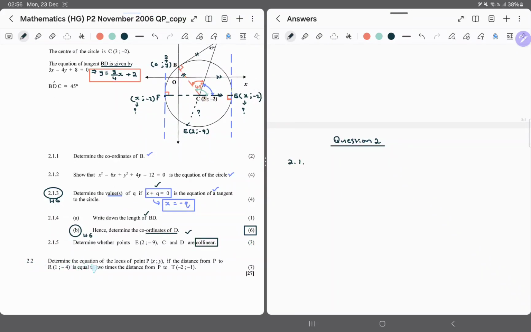Now the last question says, determine the equation of the locus of point P, x to y, if the distance from P to R with those coordinates is equal to 2 times the distance from P to T, which is that. Again, this is a typical higher grade question, so anyone who doesn't know what a locus is, good luck with that. Check in the channel, you might find something.